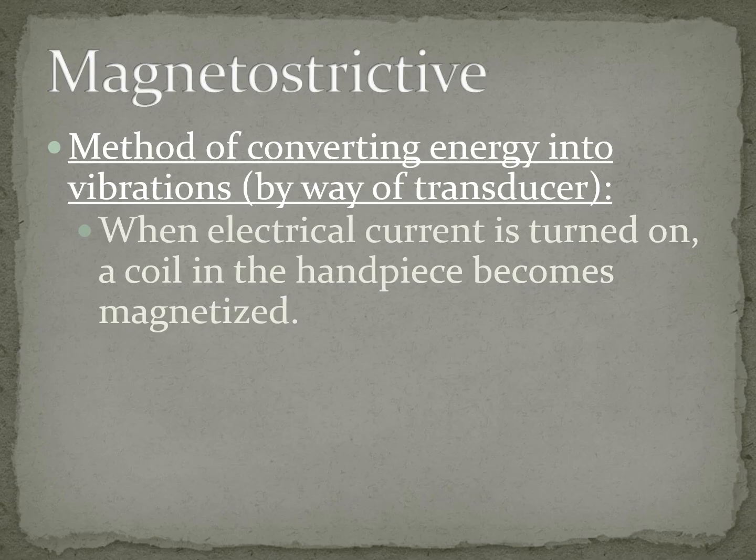Okay, so how do they work? They work by the method of converting energy into vibrations by way of a transducer. So when the electrical current is turned on, a coil in that handpiece becomes magnetized. So vibrations from that magnetized strip are going to be passed through a transducer, and that is what makes that ultrasonic tip work.